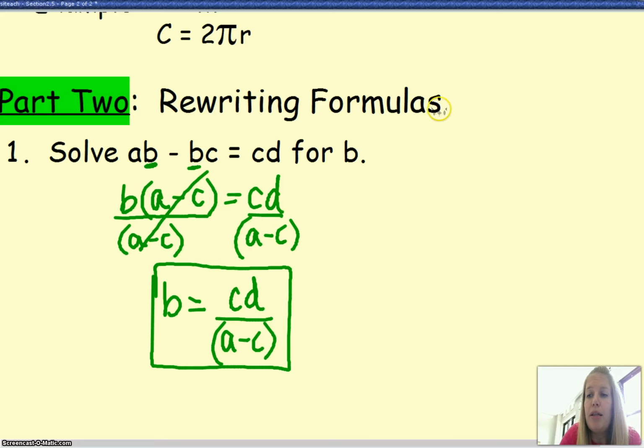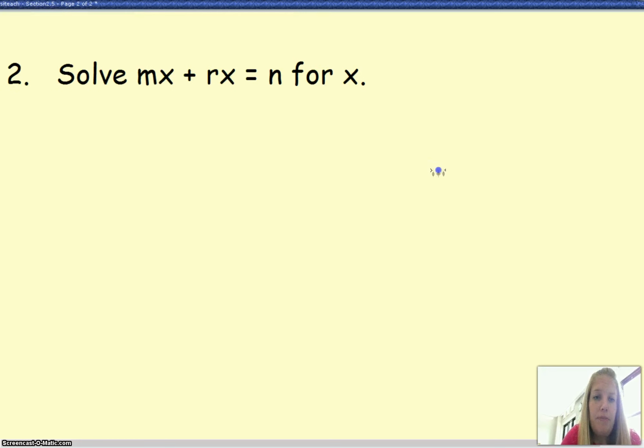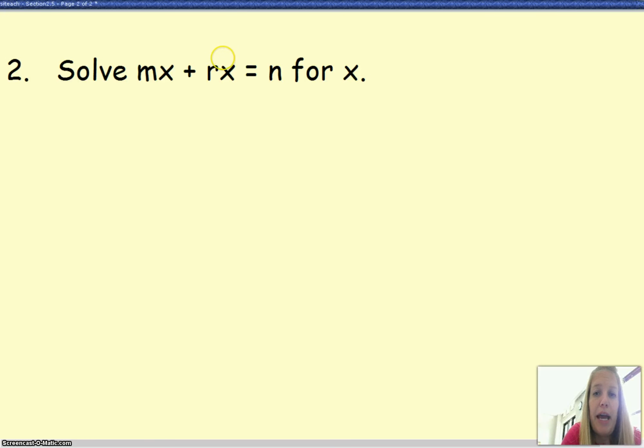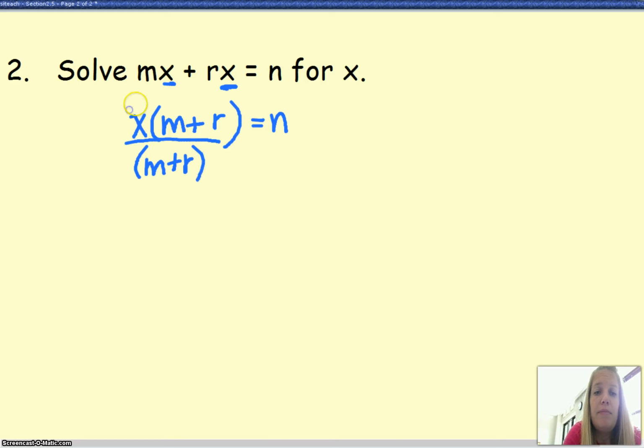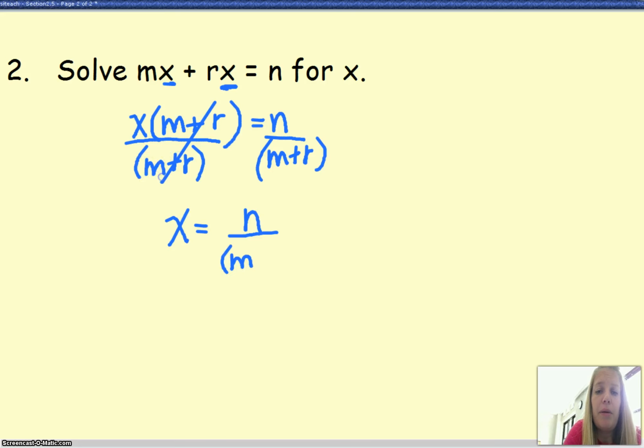Okay, let's try one more, and then that'll be it for the video. All right, solving for x here. To solve for x, I see an x here and an x here. I'm going to do the factoring that I was just talking about. I'll be left with m in this group, and I'll be left with r in that group, with a plus in the middle. Still equals n. So I need to get rid of that that's being multiplied to my x. Okay, those cancel out. X equals n divided by the sum of m plus r.